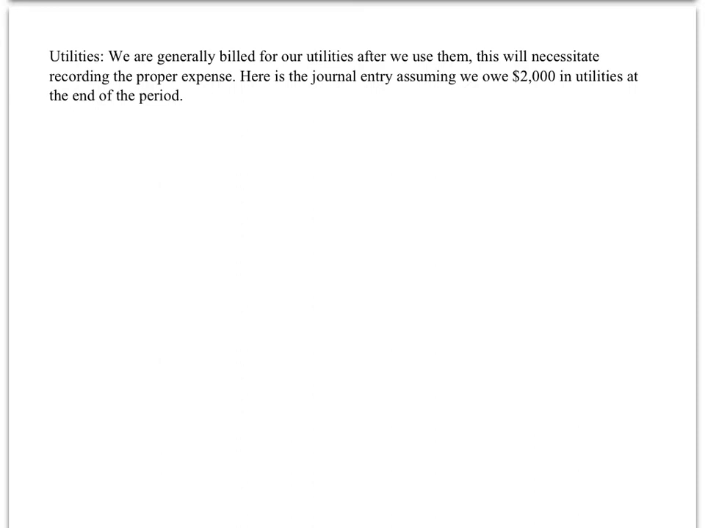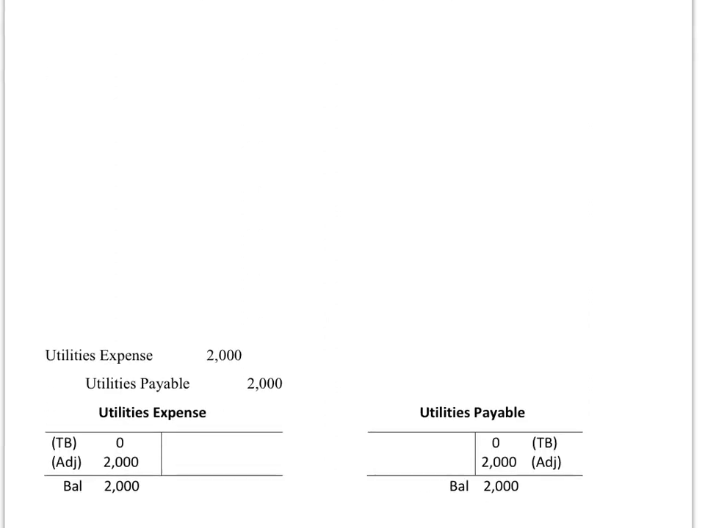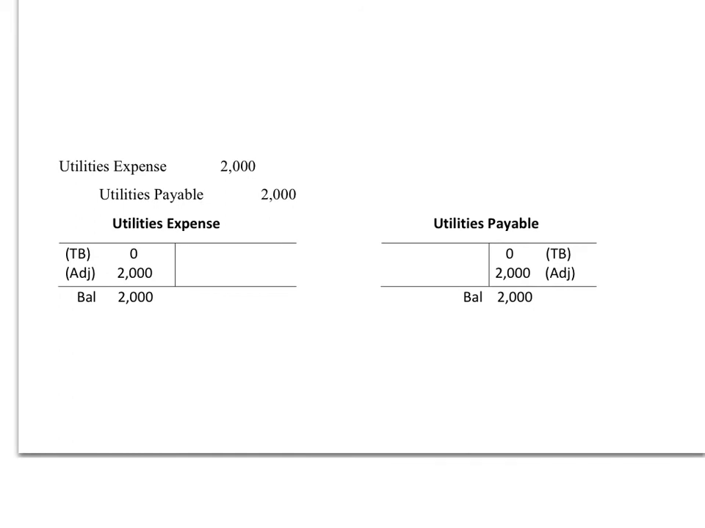So let's say we end up getting utility bills totaling $2,000 by the end of the period. If that's the case, we're going to create utilities expense of $2,000 for our debit and utilities payable for $2,000 for our credit.